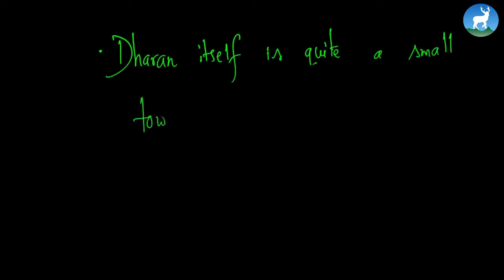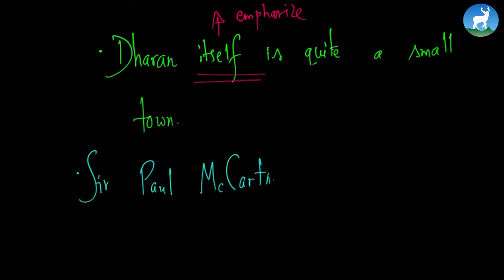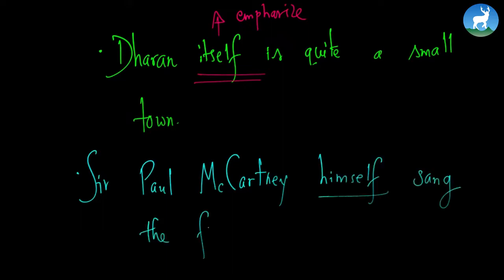More uses. Dharan itself is quite a small town. What does this mean? Itself. Why do we use this? Because we are emphasizing. We're using this to emphasize the quality of Dharan. Especially when we talk about someone very famous, we use this. For example, Sir Paul McCartney himself sang the final song. So we are trying to emphasize that this famous person from the Beatles, Sir Paul McCartney himself, sang the final song.